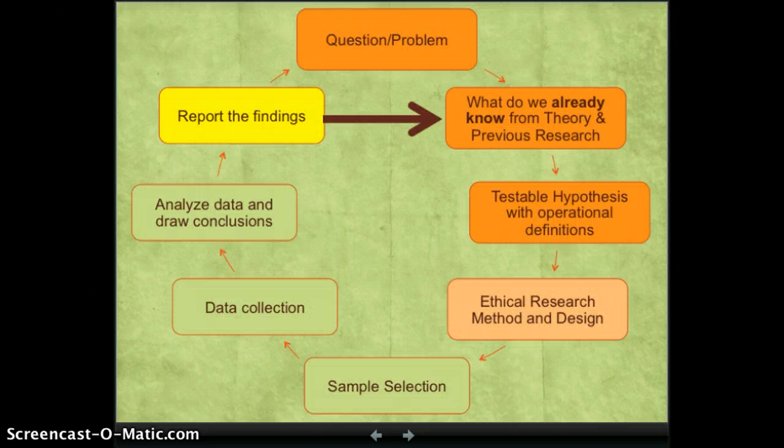So at this point, we have concluded our ethical research method and design by talking about ethics, descriptive research, correlational research, and finally, experimental research.